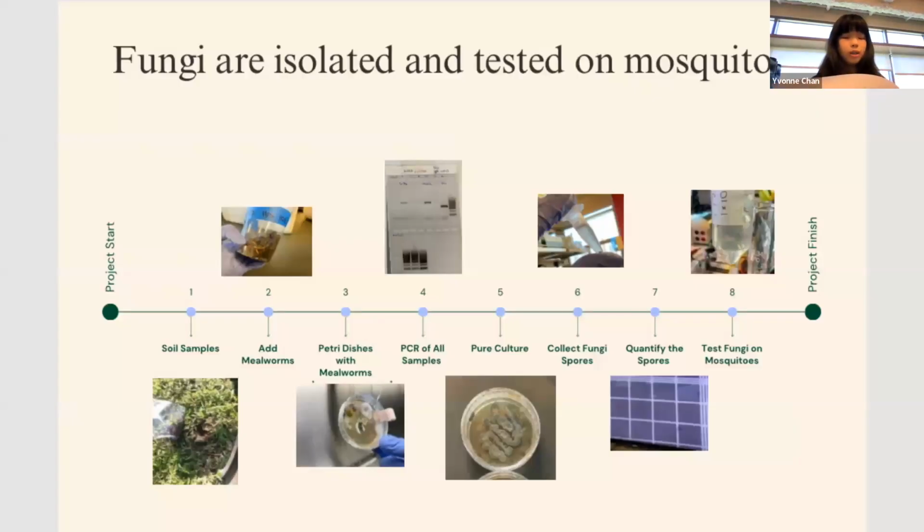This is the overall timeline for my project. I started off isolating the fungi from soils. Then I added the mealworms into containers with soil. Once the mealworms are dead, I put them into petri dishes. In parallel, I did PCR for identification of species. After I obtained a pure culture, I collected fungal spores and quantified them. After that, I tested fungi on Culex larvae to get the final data.